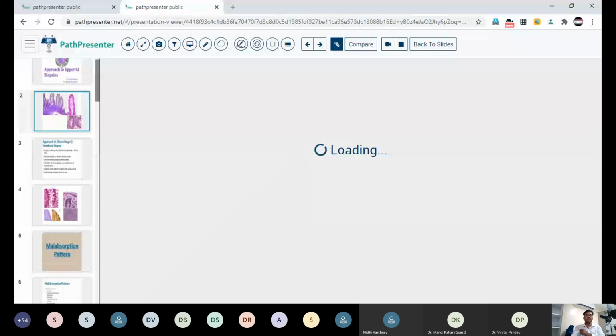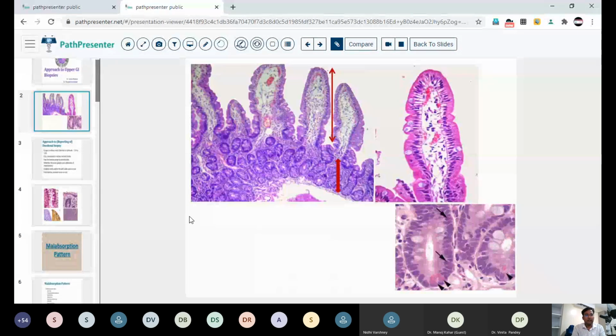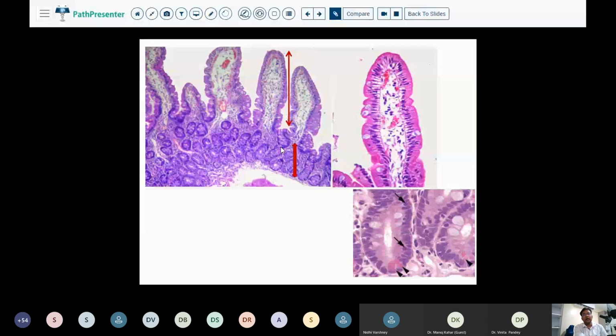If we see duodenum, this is a brush bordered epithelium. This comprises two parts of the mucosa, that is villi and the crypt. As this is the absorptive portion of the bowel, it has long villi and shorter crypts. The normal ratio of crypt to villus is 1:3, that means villi are longer and crypts shorter. So when we approach a biopsy, this crypt to villus ratio is to be determined.